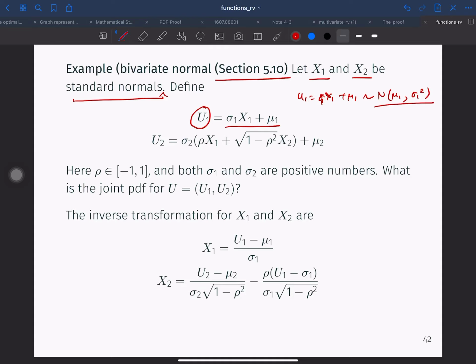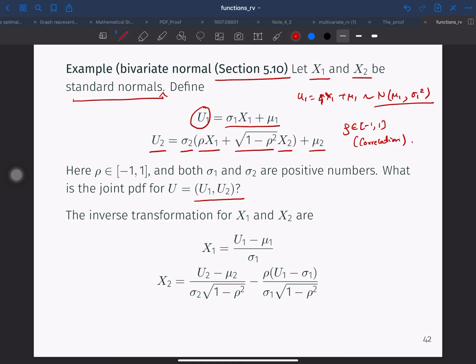And then I define U2 to be sigma 2 times rho X1 plus square root of 1 minus rho squared times X2, plus mu2, for some number rho between minus 1 and 1. As we'll see later, this is known as the correlation between U1 and U2. So what then is the joint PDF for U1 and U2?